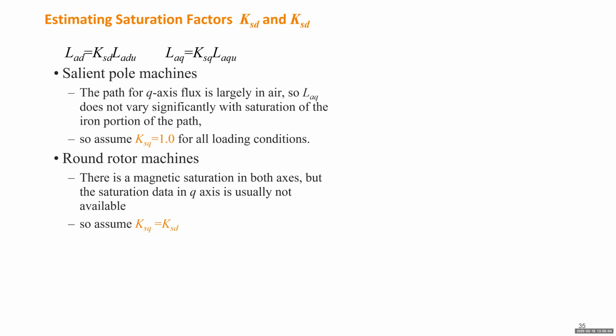For a round rotor generator, because it has symmetry in the D and Q axes, we can only model the D axis, and for the Q axis we simply assume it has the same factor. So in either case, we only need to study saturation in the D axis. For a cylindrical rotor generator, we assume no saturation in Q. For a round rotor generator, we assume the same saturation in Q. So we only focus on estimating the K factor in D.